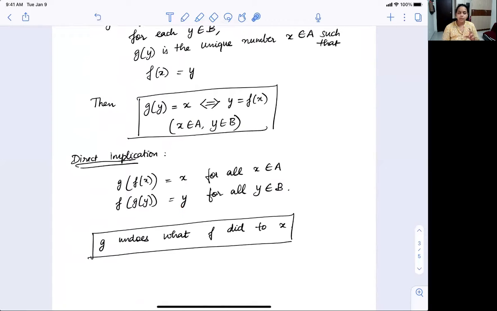Essentially, when you have a composite function where one of the functions is the actual function and the other is its inverse, the g will undo whatever f did to x and you end up with the input again. And f will undo whatever g did to y and you end up with y again. So that is the implication of inverse functions.